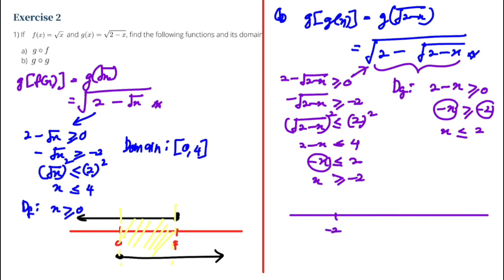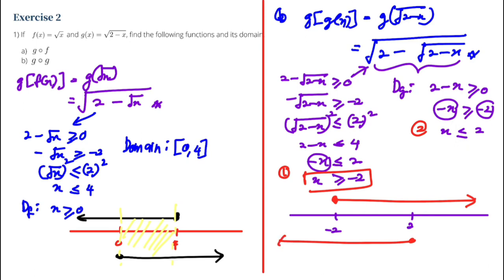So what we have to do here is draw a line graph to determine the intersection values. We have negative 2 and 2. This is our first domain, which comes from the final expression, greater than or equivalent to negative 2. This is our second domain, which comes from the inner function, and it must be less than or equivalent to 2. So the line intersects from negative 2 until 2. Therefore we can write down that the domain is from closed bracket negative 2 until 2.